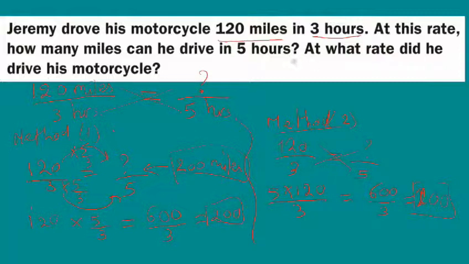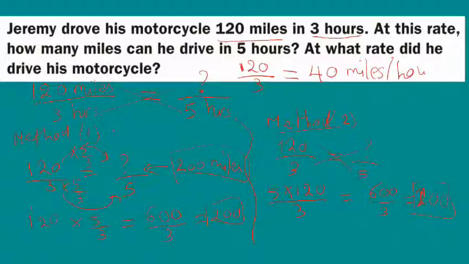The second part of the question is, at what rate did he drive his motorcycle? So this means he wants the unit rate. So to get the unit rate, I take the 120 over 3, and I divide 120 by 3. It's equal to 40 miles per hour. And this is my answer.